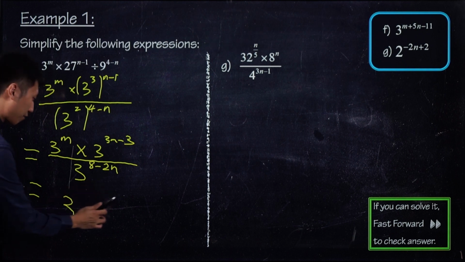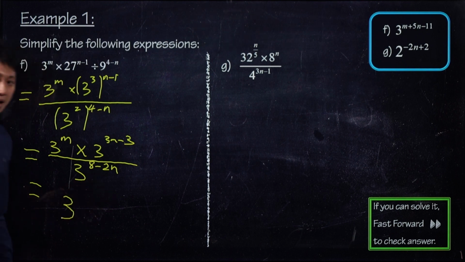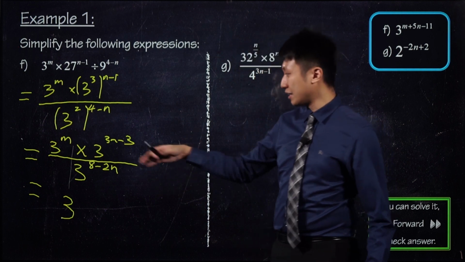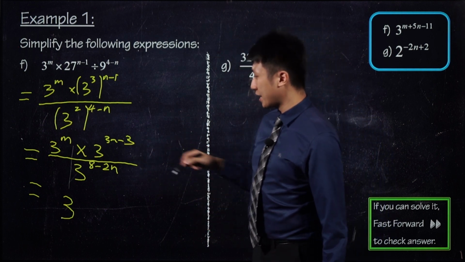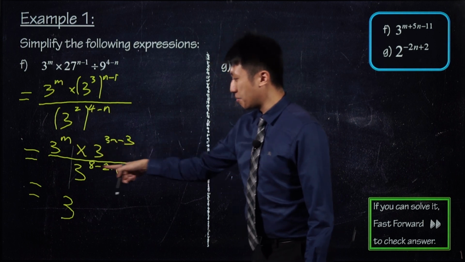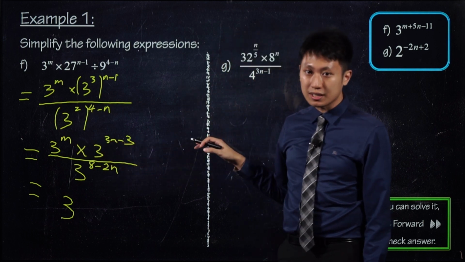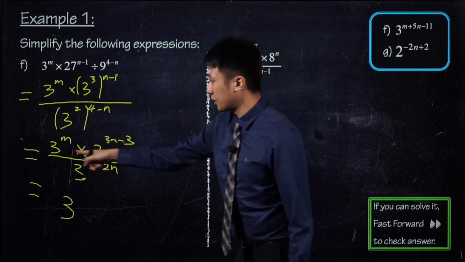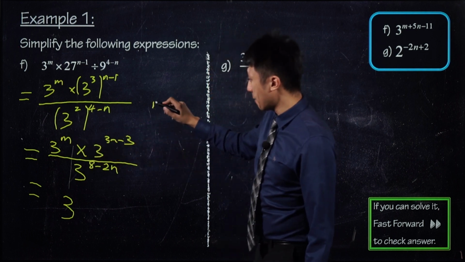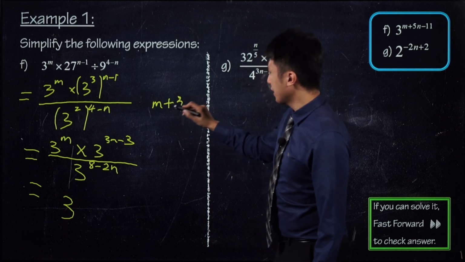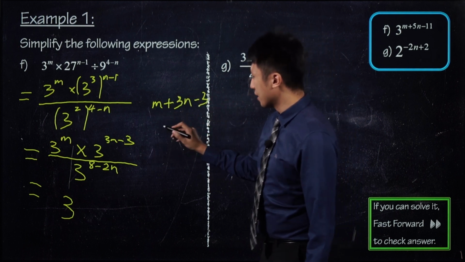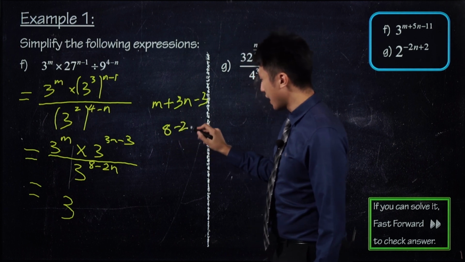I just need to have one power here. What is the power? If you don't want to write so many steps, you will be writing this top part and bottom part over here on one side, then you calculate that before writing it in. So top will be multiply, means plus. So m plus 3n minus 3, then bottom will be 8 minus 2n.